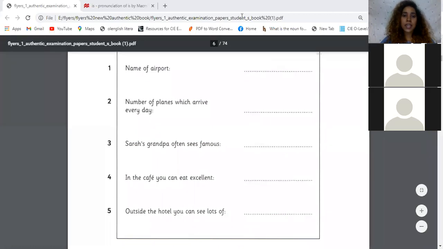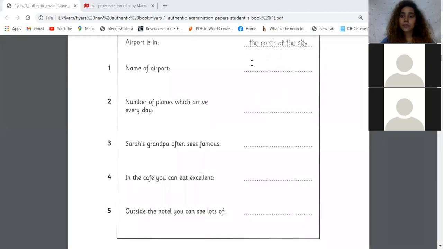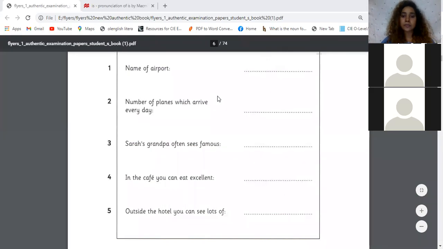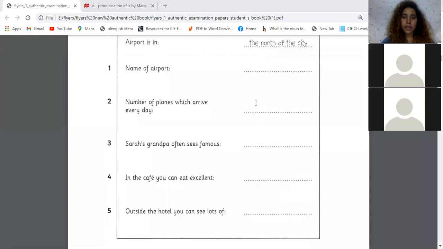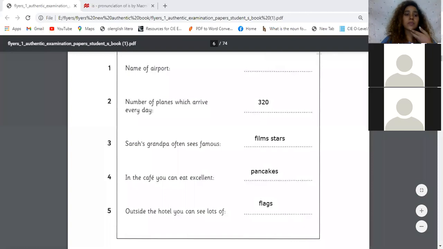Name of the airport. She said Clayton Airport. I cannot remember the letters. Okay, number of planes, they say 320. Famous, I think film stars. Okay, film stars. Excellent pancakes. And you can see flags outside the hotel.